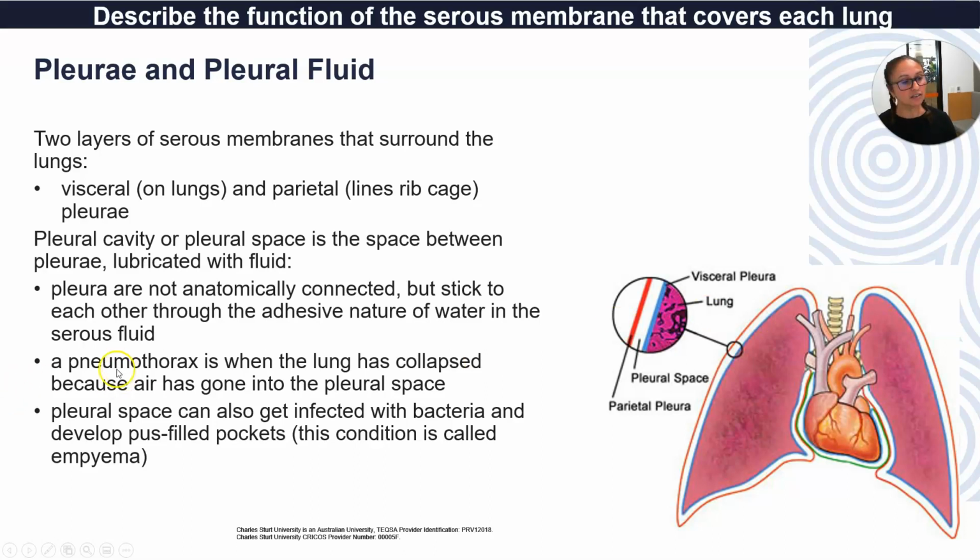If you don't know, pneumothorax is when your lung has collapsed, because what's happened is that you've gotten air in here. So that's not good. You've got air in there, and so it's going to change all of these pressures here, and it's going to collapse your lung. And this pleural space can also be infected with bacteria. It should be just fluid in there, and that fluid should be sterile, and you can't puncture it, and you shouldn't have anything growing in it.